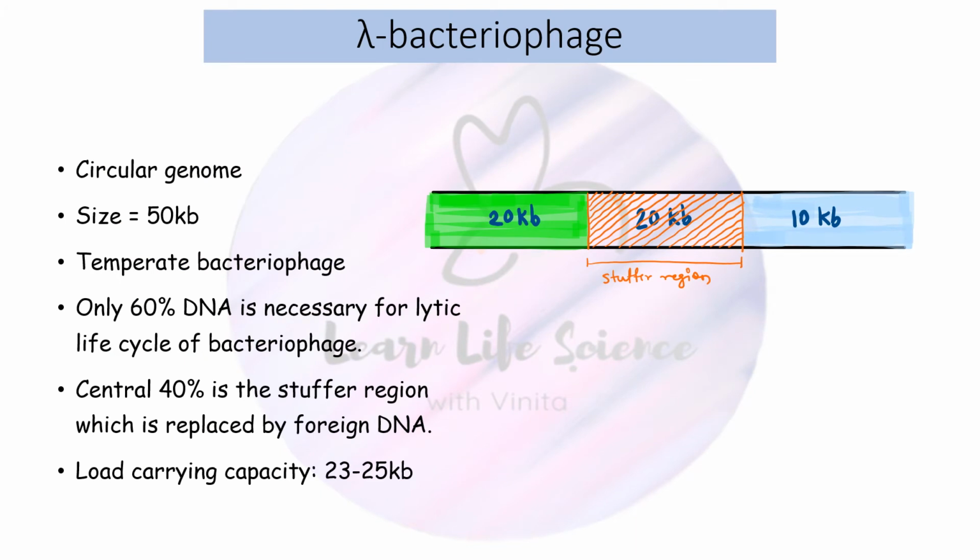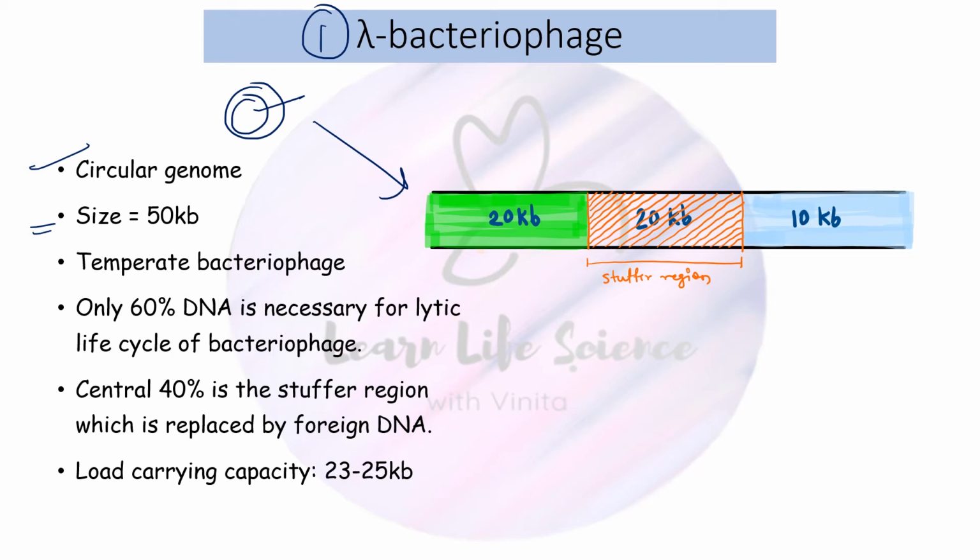Moving on, next we will see the first example of a bacteriophage vector, which is lambda bacteriophage. Lambda bacteriophage is a very simple vector. You can see this genome is circular, but I have made a cut and linearized it. It has circular double-stranded genetic material. The size of the lambda bacteriophage genome is around 50 kb.